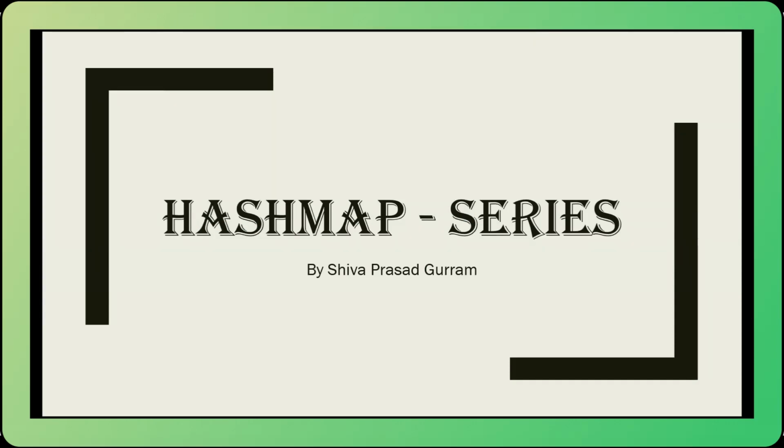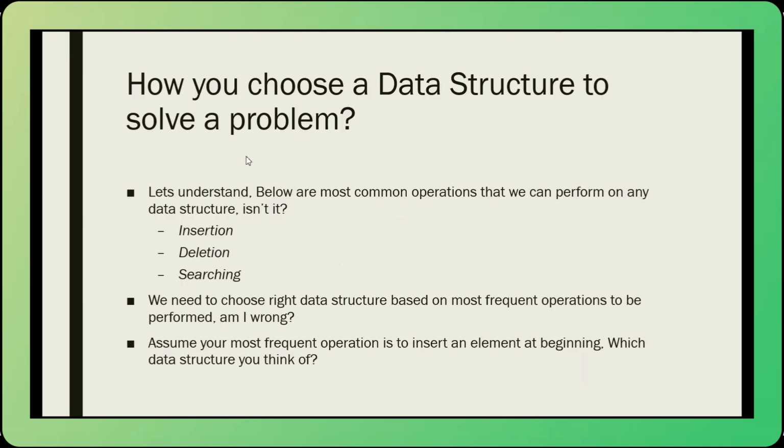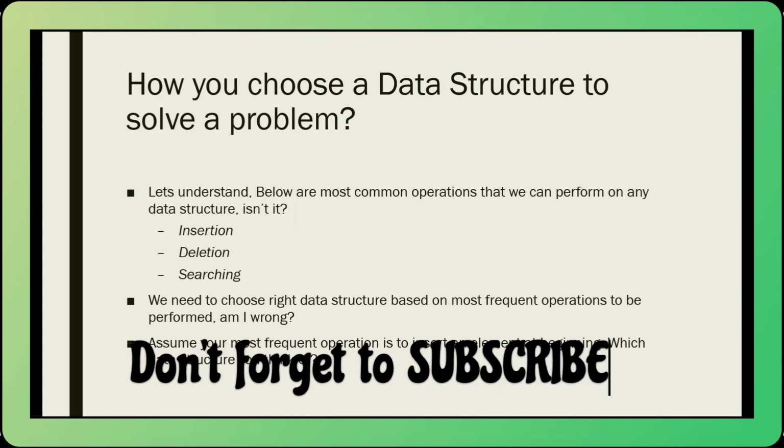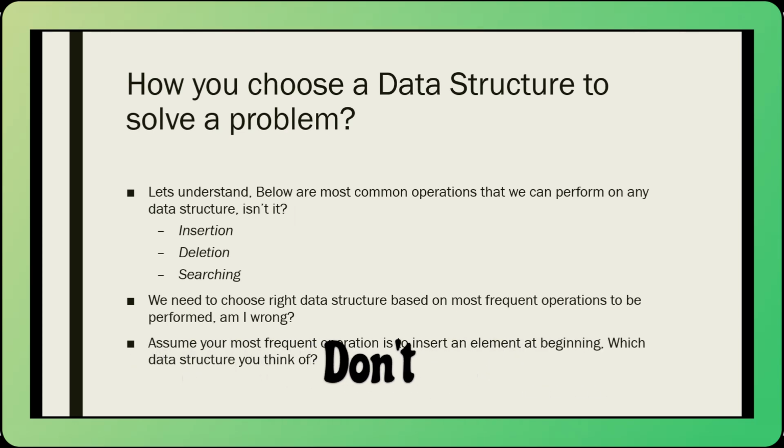In this video, let's try to understand the significance of HashMap data structure and why we need this one. Let's take a case. How do you choose a data structure to solve a particular problem? Below are the common operations that we can perform on any data structure, whether it is a linked list, hash map, arrays, anything. The basic, most frequent operations are insertion, deletion, and searching, right? We need to choose the right data structure based on the most frequent operations to be performed. Am I wrong? Let's take an example.